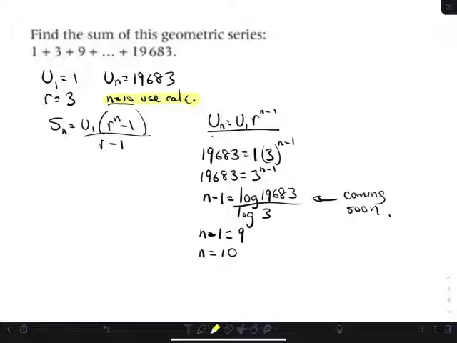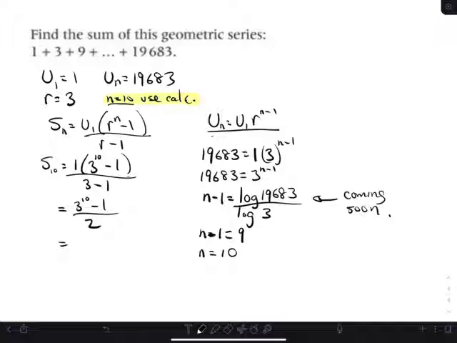Now, remember, that's not even what I was looking for. I was looking for the sum. But at least now I know it's the sum of the first 10 terms. So I know it's the first term, 3 to the 10 minus 1 divided by 3 minus 1. So it's equal to 3 to the 10 minus 1 divided by 2. And now that I have my calculator and I'm having fun with it, I get 29,524. Okay? So, good times.